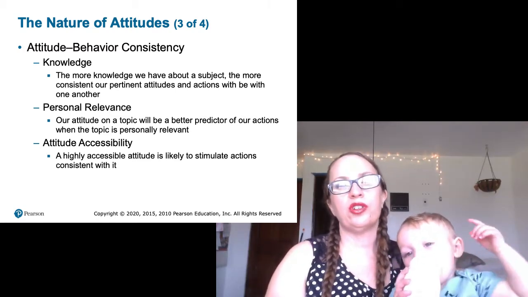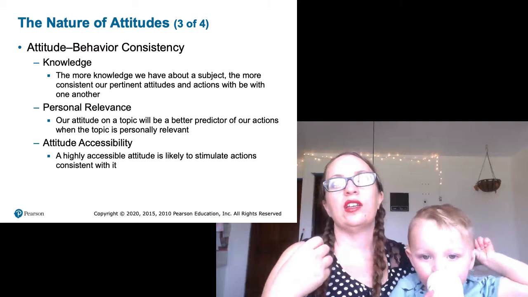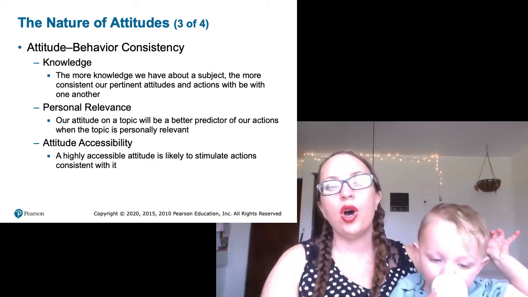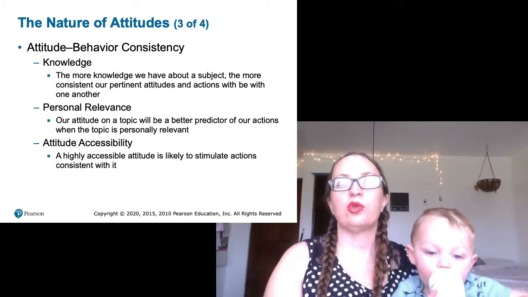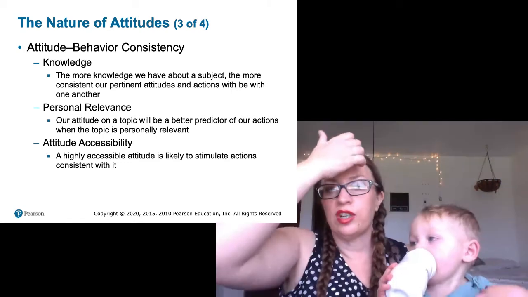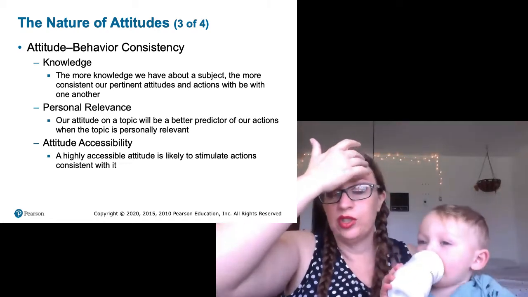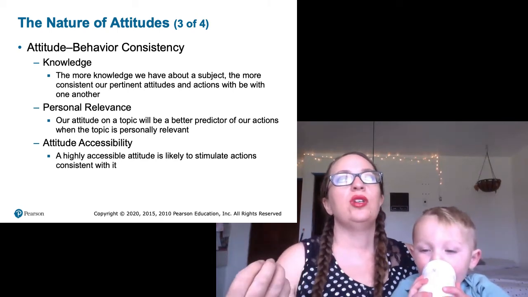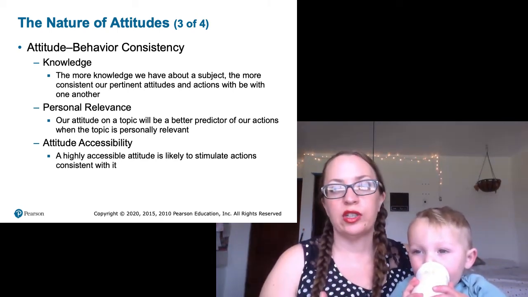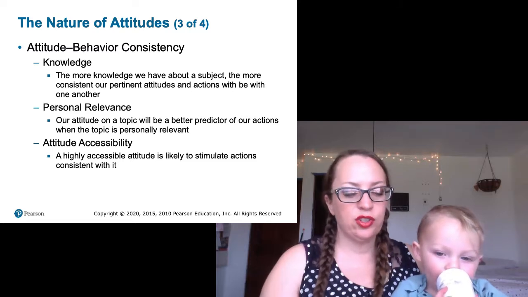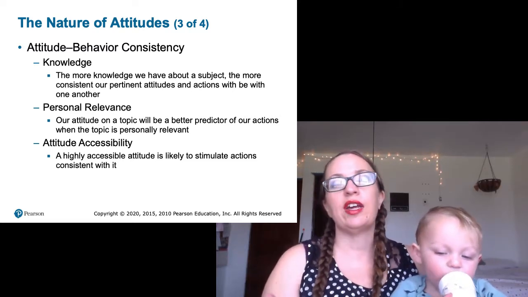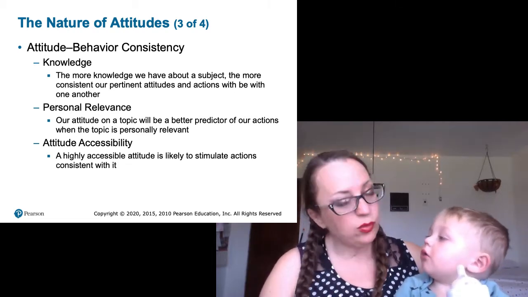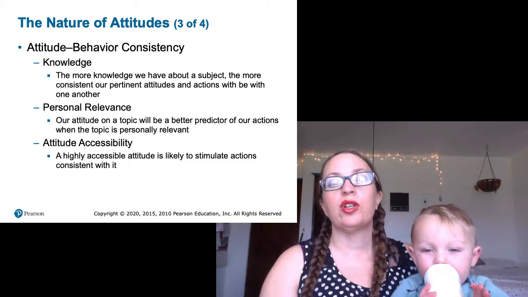So knowledge influences the attitude-behavior consistency, because the more knowledge we have about something, the more likely it is that our pertinent attitudes and the actions will be consistent. In other words, the more we know about something, the more likely our behavior will be consistent with our attitude towards it, because we just know more about it. So you may be concerned about the environment, but the more you know about how bad things are, the more likely you are to do certain things that will help the environment.